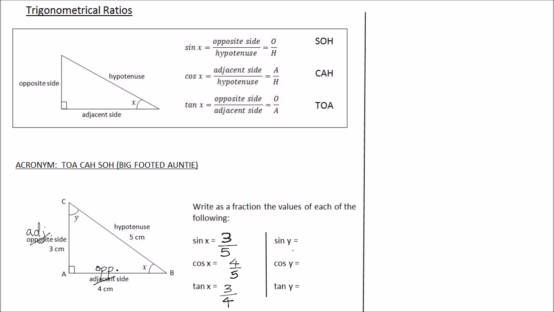Now sine y will be opposite over the hypotenuse, so it's 4/5. Cosine y is adjacent over hypotenuse, and the adjacent side is 3, so it's 3/5. And tangent y is opposite over adjacent, so it's 4/3.